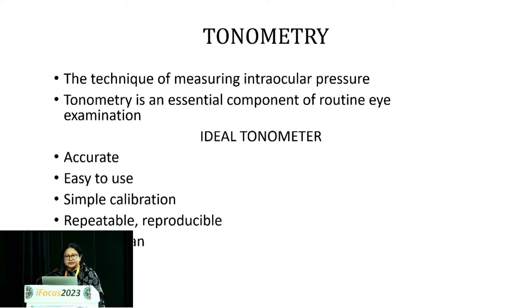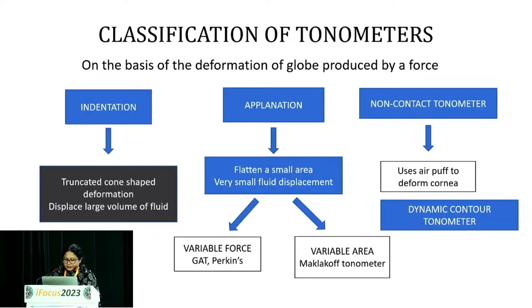Coming to tonometry, it is a technique of measuring intraocular pressure, and the device used to measure it is the tonometer. It is an essential component of the routine eye examination. An ideal tonometer should be accurate and easy to use, with simple calibration, and it should be repeatable, reproducible, and easy to clean. It should also reflect other properties of the cornea, like biomechanical properties and the thickness of the cornea.